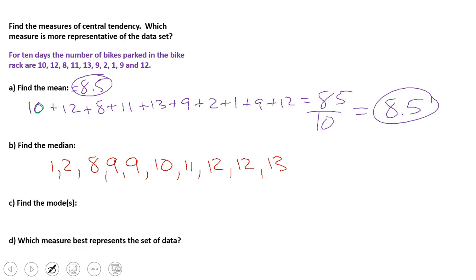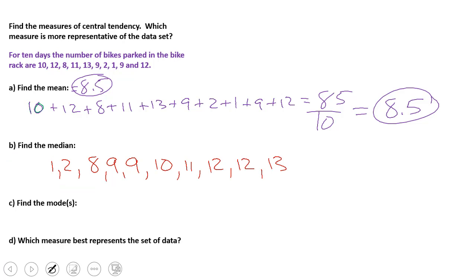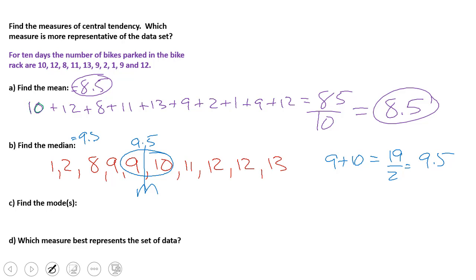Well, I know there's an even set of items in the data set, so I have to go to the very center. And when I do that, I'm going to count 1, 2, 3, 4, 5, draw my line because there's 1, 2, 3, 4, 5 on the other side. Since there's 2 in the middle, I've got to add them together. 9 plus 10, that's 19 divided by 2, 9.5. So my median is 9.5.